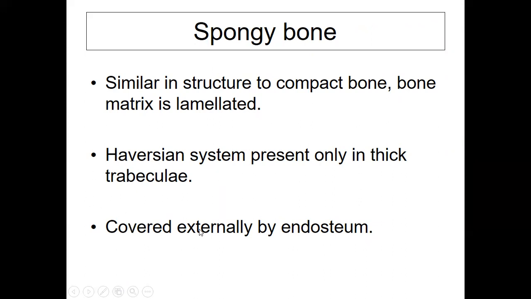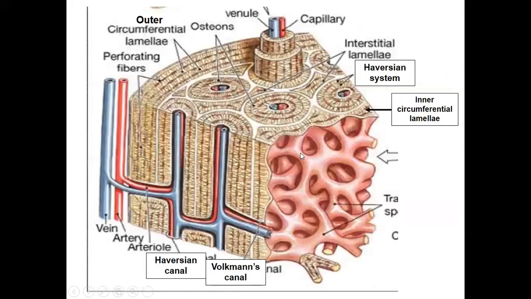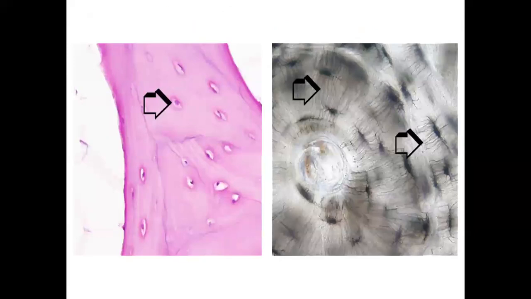Externally, the spongy bone is covered by the endosteum. So this is the trabeculae of the spongy bone, and the trabeculae are covered by the endosteum. Sometimes in the thick trabeculae you can find the Haversian system. So you can see here, this is the thick trabeculae. You can find the Haversian system, the osteon.